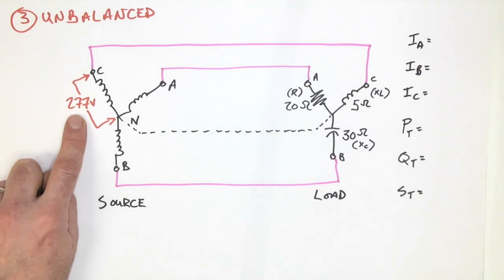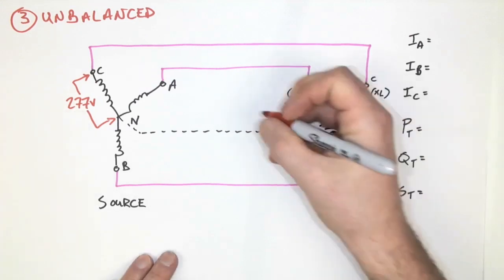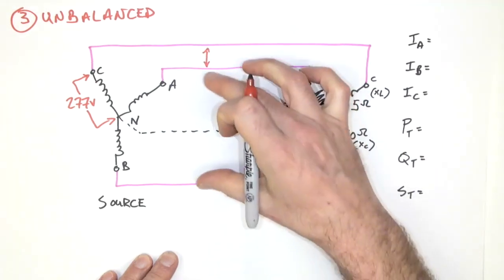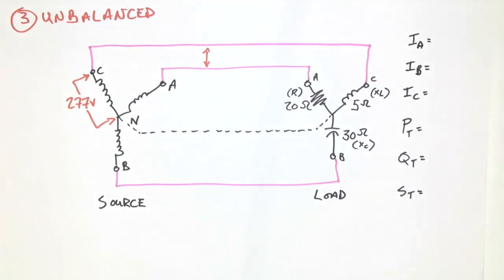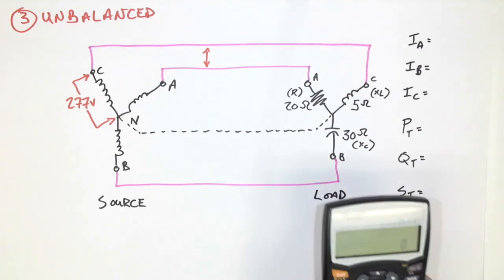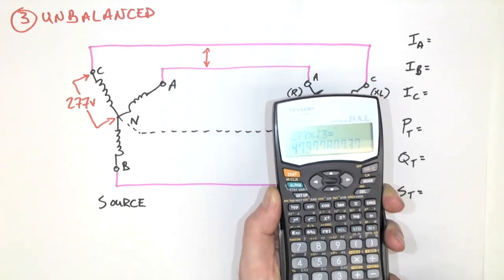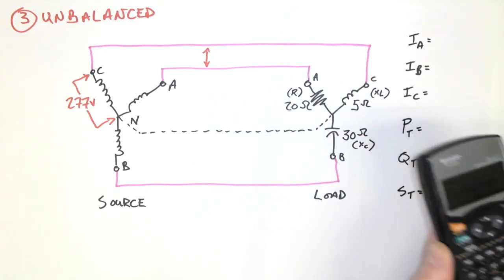Since it's 277 volt phase, it means that we must have a √3 relationship for the line voltage. The line voltage would be here and also here and here, but I'm just going to keep it in one place. And the way we would determine the line voltage would be to take the 277 times √3, giving us 480 volts.